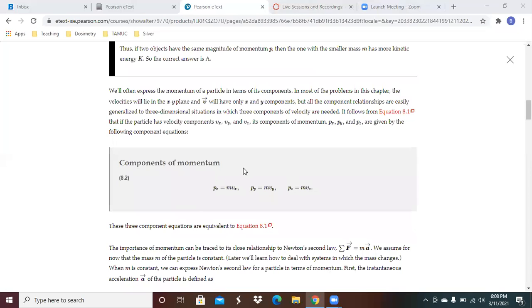Your components of momentum are going to be in the x direction, and the mass is going to be the same for each one of these directions, but it's the velocity in that direction that's going to change. So you've got p sub x, p sub y, p sub z, and all of them depend on the velocities in that same component direction.